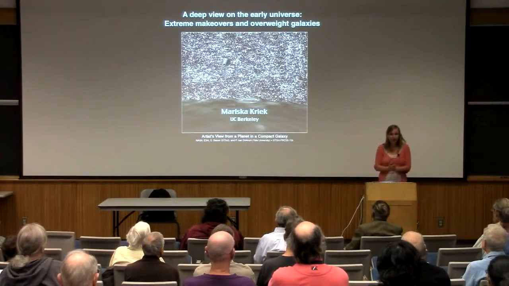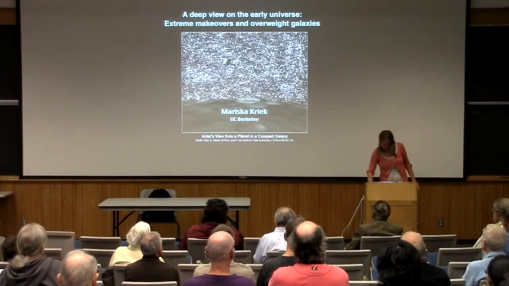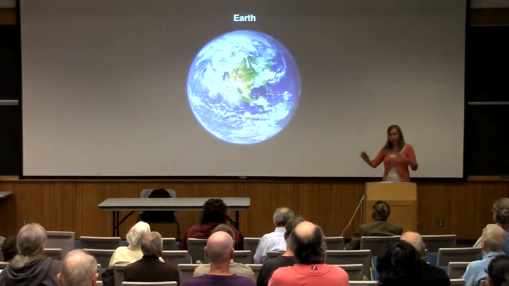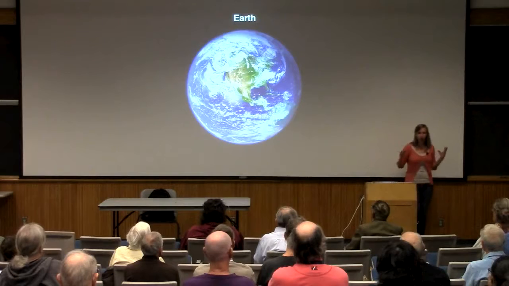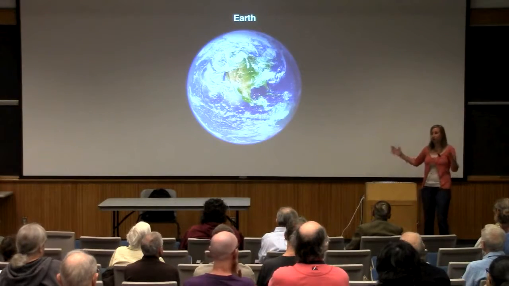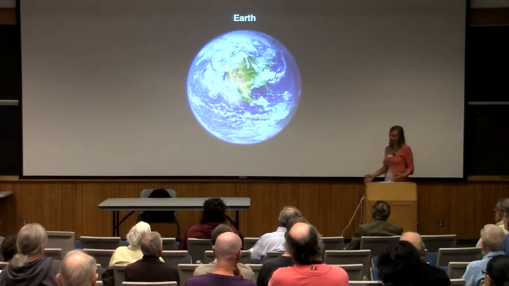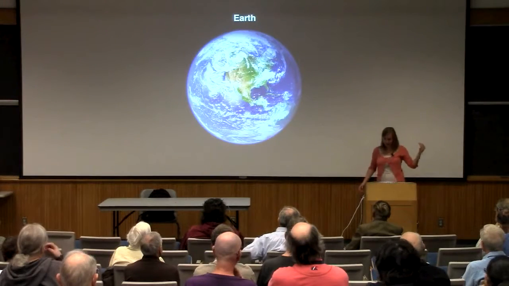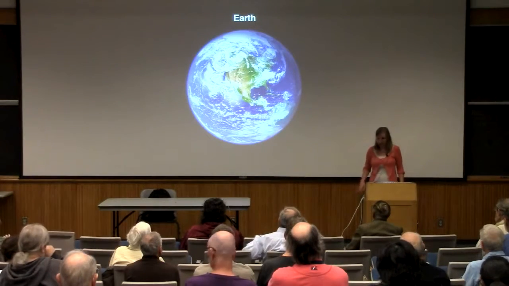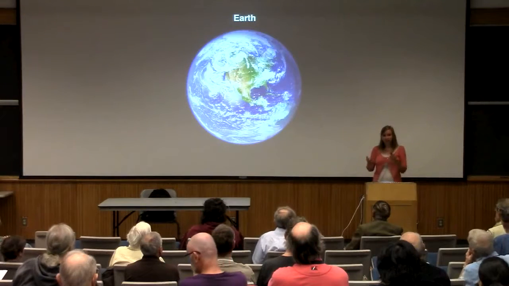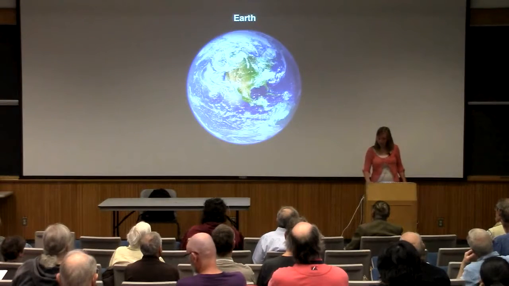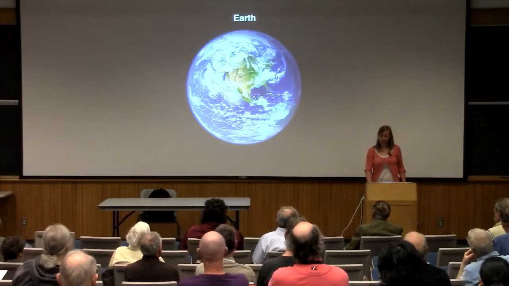But let's start very simple. Let's start with the object that we all know. That's the Earth. I want to put galaxies into a broader context, like how big are they actually? So we all know the Earth. We know the Earth is actually quite big. It takes a long time to fly from one side to the other side. But our planet, Earth, is actually quite small compared to other planets in our solar system.